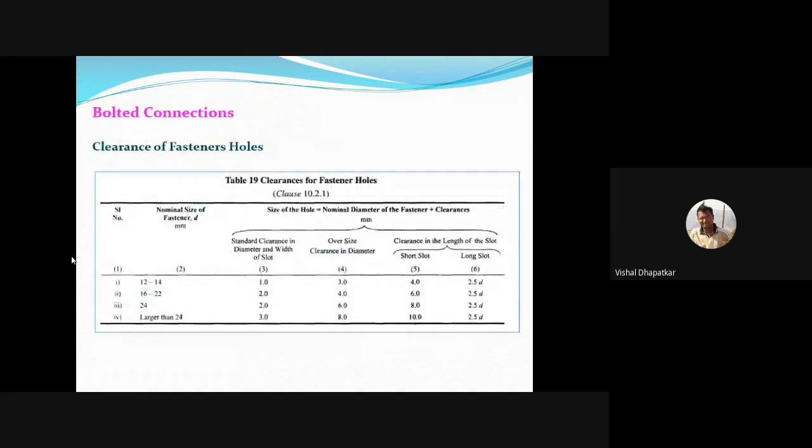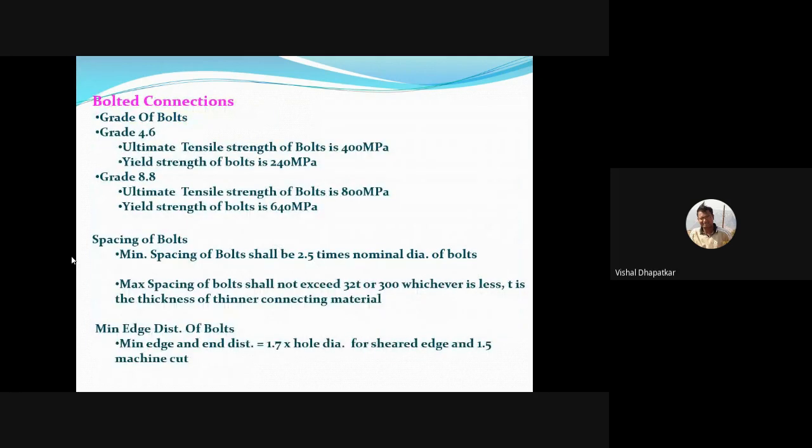Now we'll start with the bolted connection. In a bolted connection, what is the grade of the bolt? We have two to three grades of bolts which are commonly used in the industry. The most commonly used is 4.6 grade, and the other is 8.8 grade. 4.6 grade is the normal bolt, where its ultimate tensile strength is 400 and its yield strength is 240 MPa.